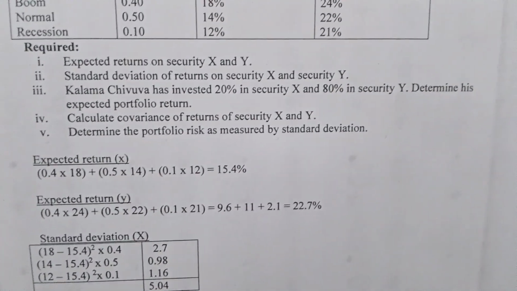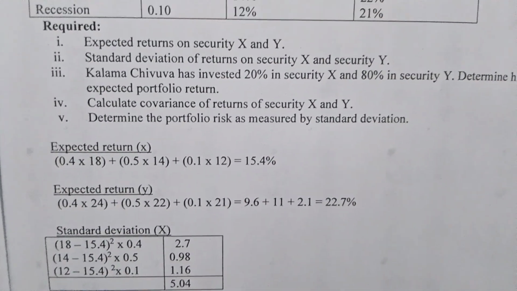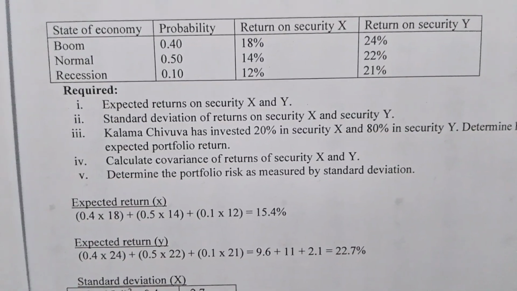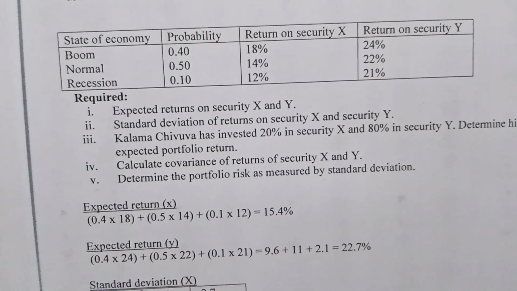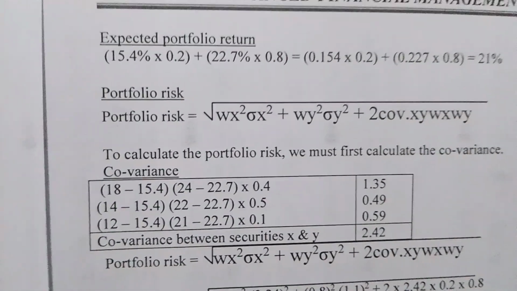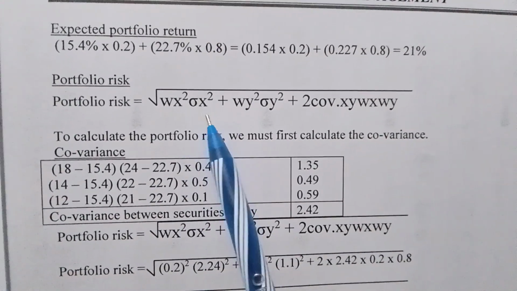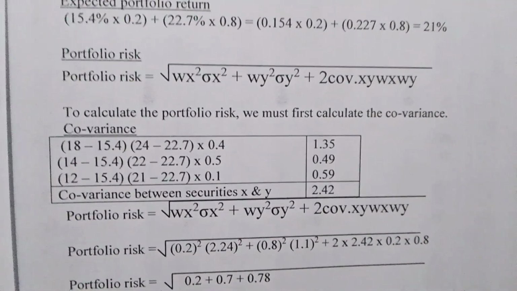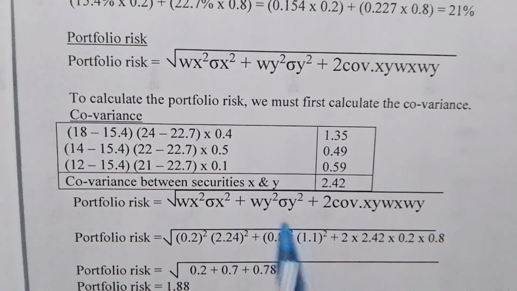The next question is calculate covariance of returns of X and Y. Now, was there covariance there? Calculate the covariance. You should be able to do that. Did I take covariance? I may have forgotten to take the covariance. However, okay, I think I have done it. I have not forgotten, but I was given the formula for portfolio risk that we are going to use in the other step. So we have covariance. We have our covariance here.